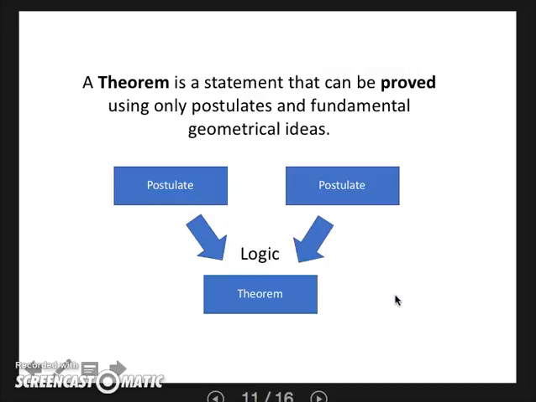Here's another definition for you. A theorem is a statement that can be proved using only postulates and fundamental geometrical ideas. So if you remember, a postulate is a statement that can't be proved. A theorem is a statement that can be proved. And one of the main things mathematicians are about is starting from initial postulates and fundamental ideas that we all accept and proving new theorems that allow us to prove even more theorems that allow us to figure things out.